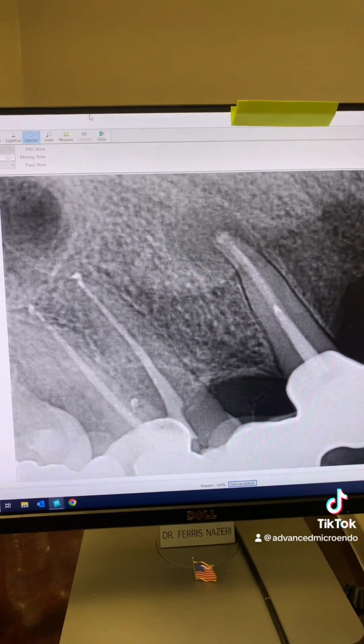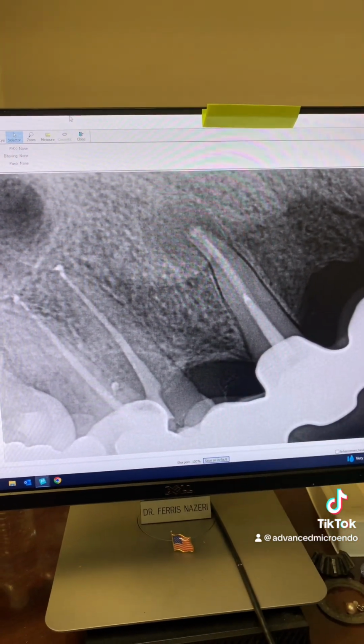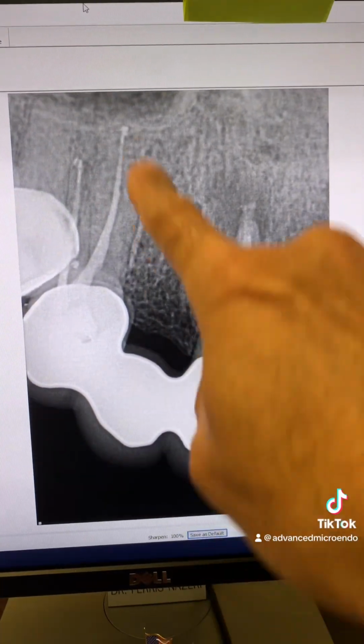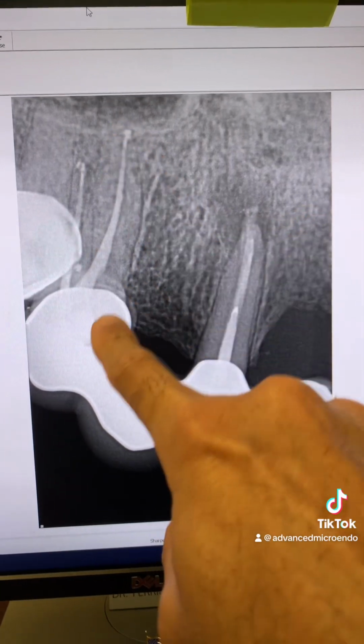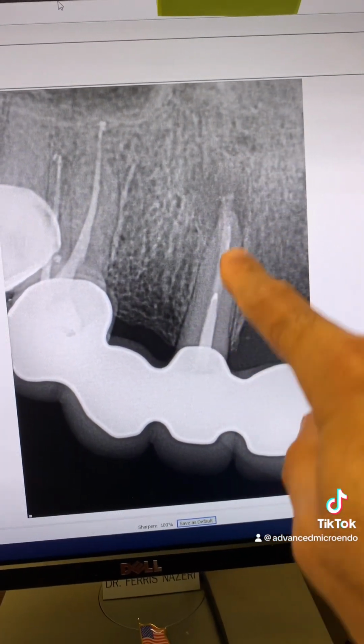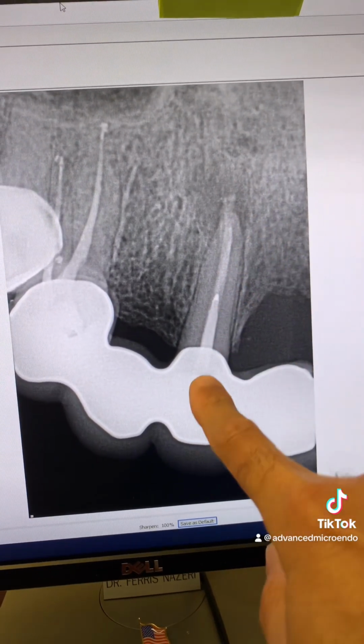So you always think ahead. And excellent. And this is another angulation. You can see tooth number 5 with two canals and tooth number 7 with the MTA plug. We use white MTA plug, gutta-percha and sealer.